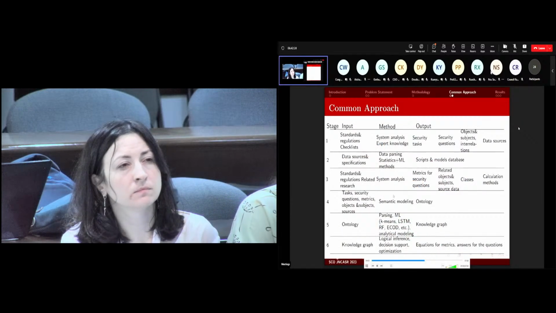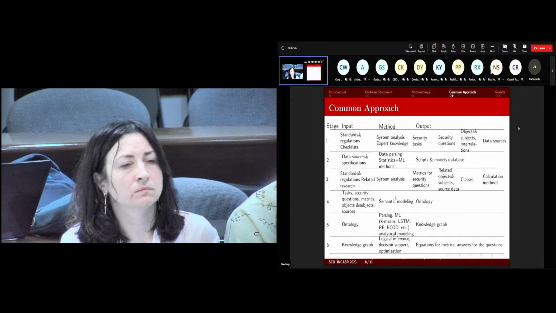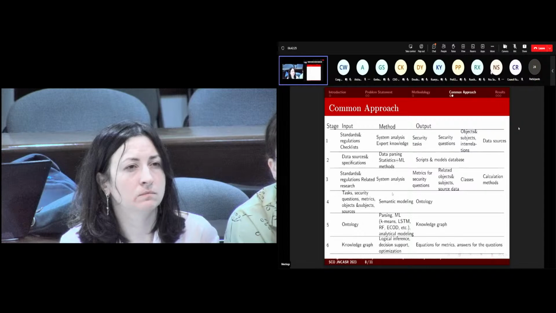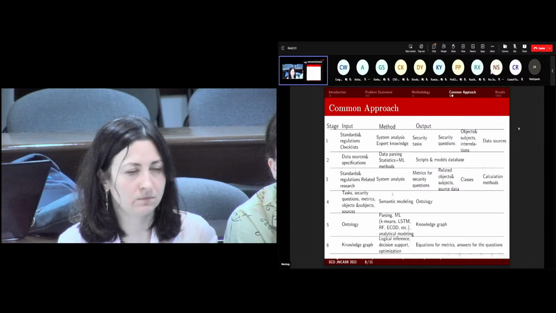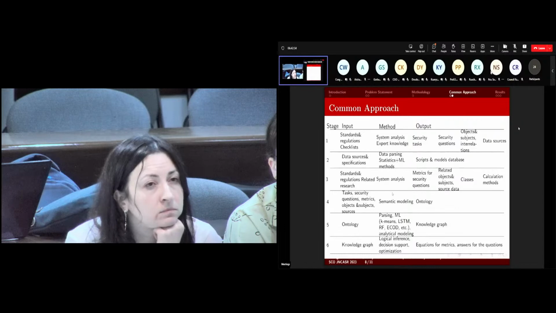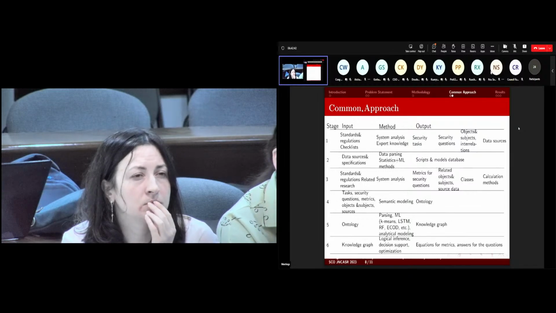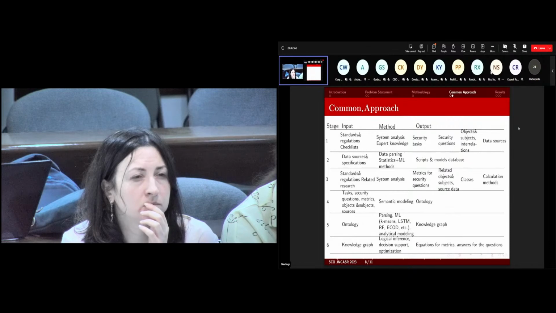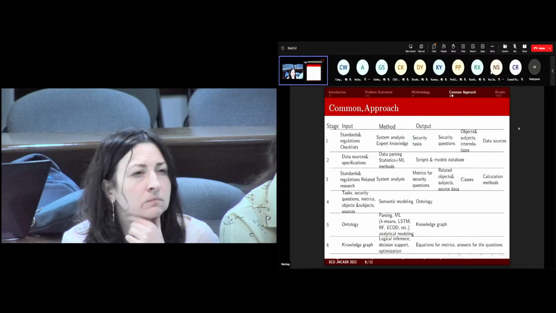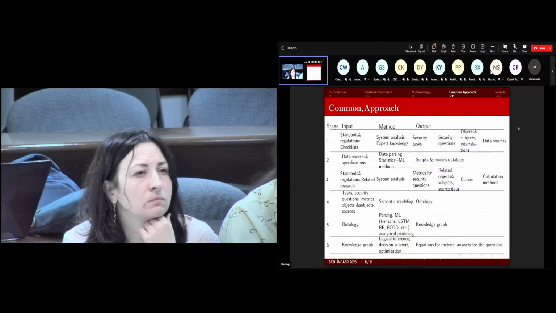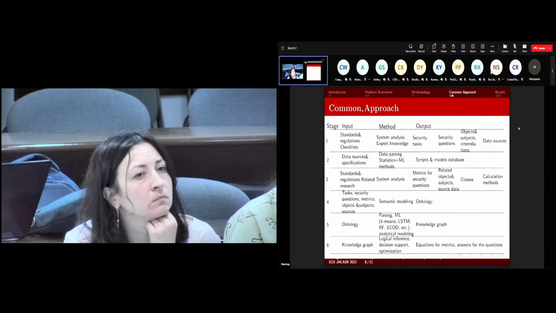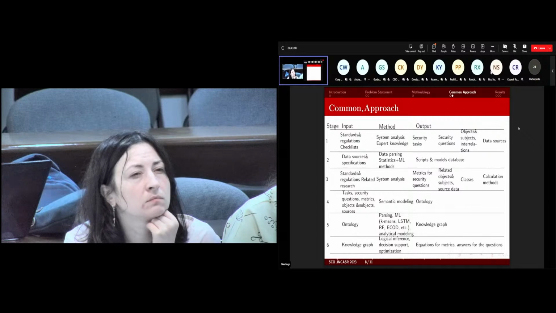On the first stage, the standards and regulations and security checklists are used to specify security tasks and appropriate security questions, as well as involved security objects and subjects and their interrelations, and data sources to answer the security questions. On this stage, system analysis methods are used, as well as expert knowledge, that are the usual approach for the ontology generation.